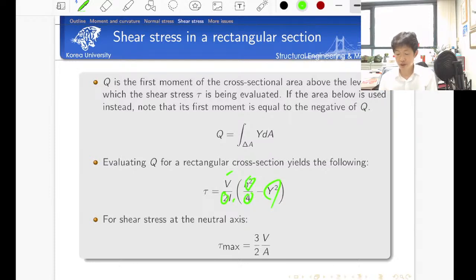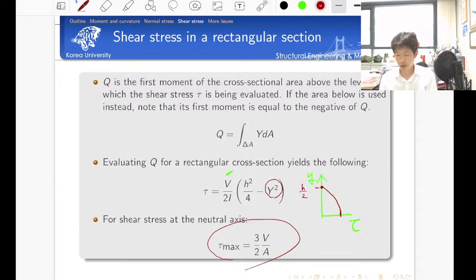So according to this equation, if you plot the change of shear stress over the y-axis, then my shear stress is equal to 0 on top. This is the y-axis and my shear stress, and my shear stress is equal to 0 on top here. This is the point of h over 2. And then my shear stress changes quadratically, and it becomes maximum at the center. So maximum shear stress is given by this equation.